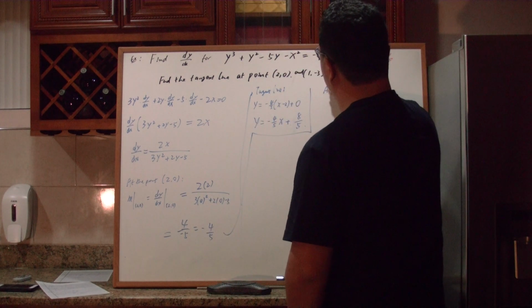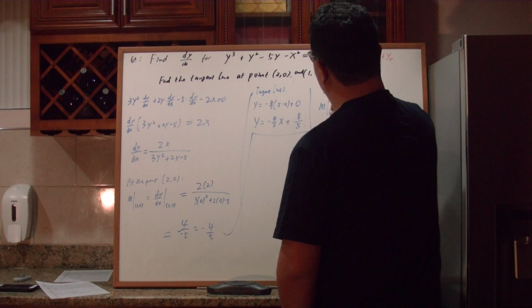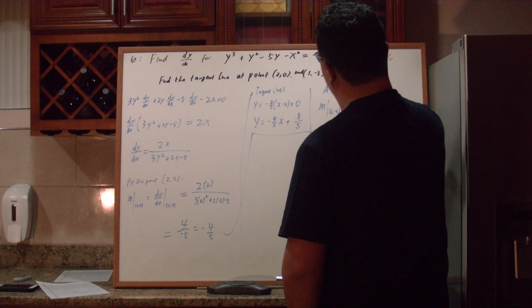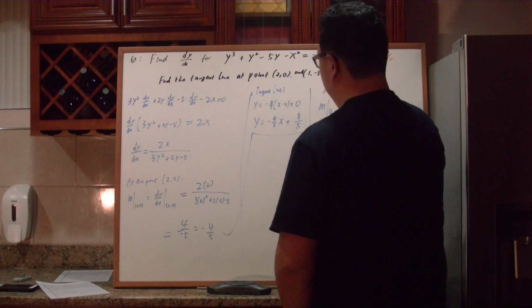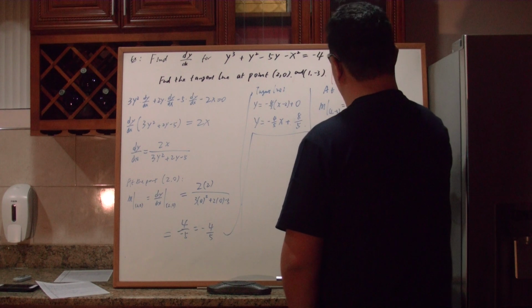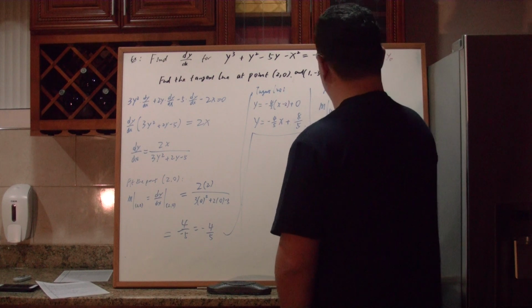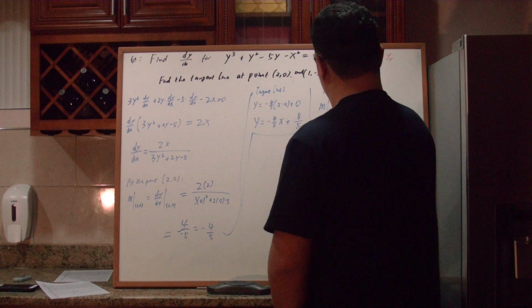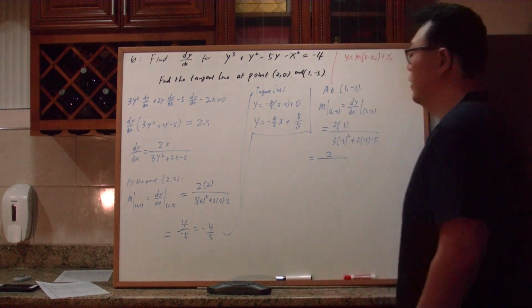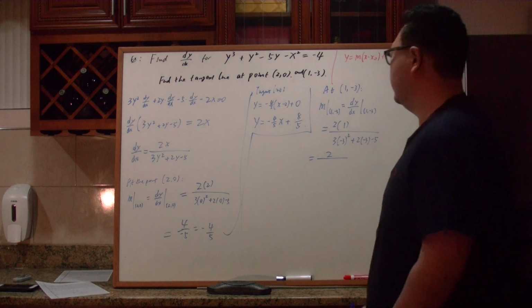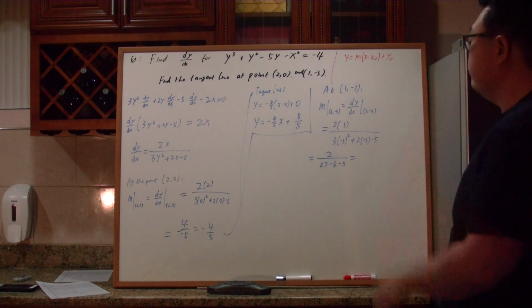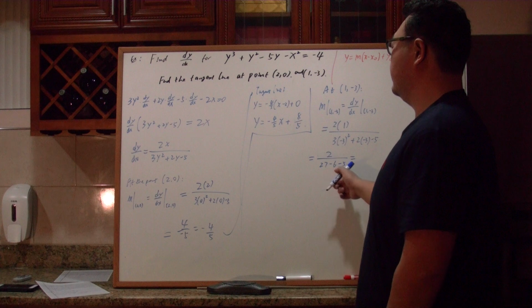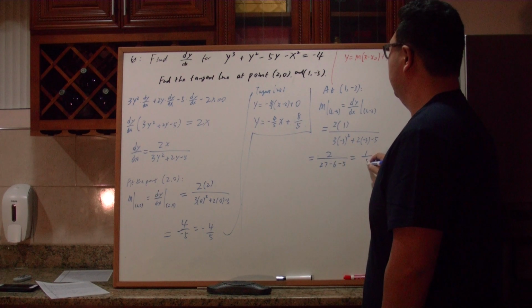And then at the given point (1, -3), the slope is the derivative, 2x over 3y squared plus 2y minus 5. 2 times 1 is 2. 3 times 9 is 27, minus 6, minus 5. 27 minus 11 is 16. So 2 over 16 is 1/8.